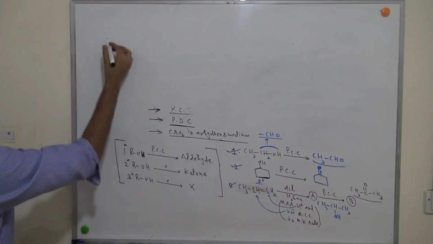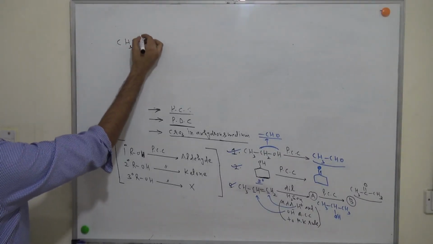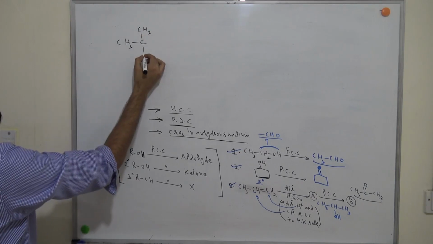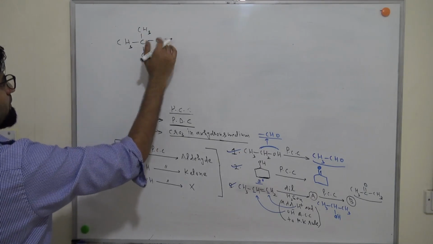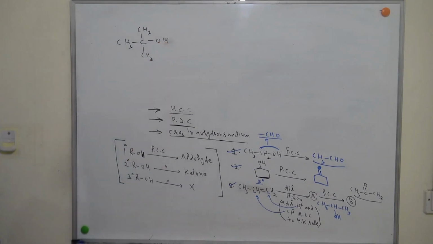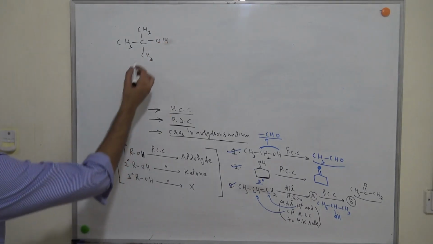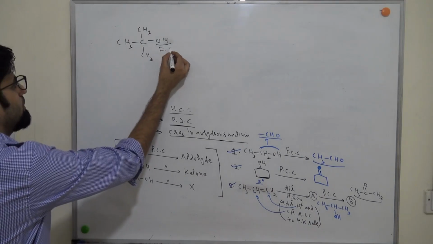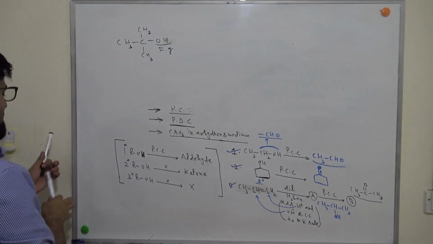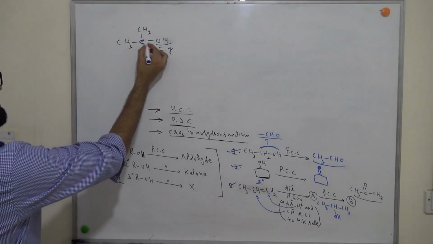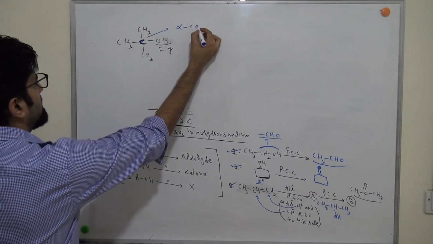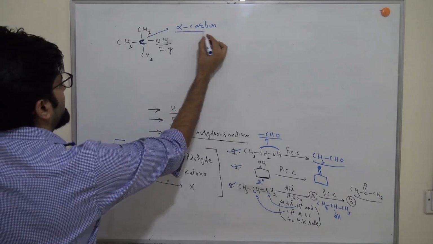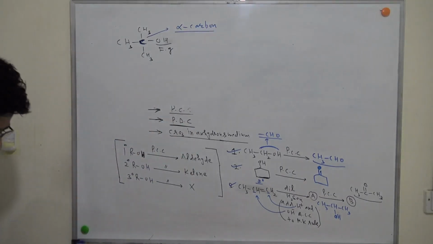So guys, in 3 degree alcohol we have CH3, CH3 and OH. Okay, CH3, OH, right? So in case of 3 degree alcohol, this is your functional group, and the carbon corresponding to the functional group, this carbon, is the alpha carbon. Okay, so let me tell you what oxidation basically is.